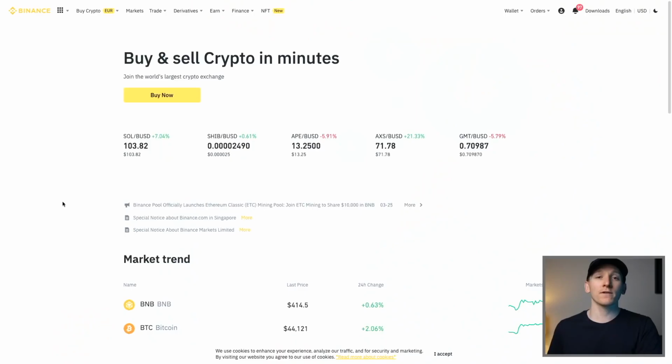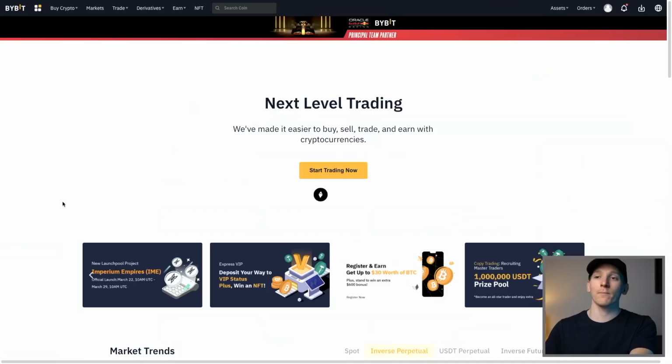The first tip is to download a professional crypto trading platform. Now, Coinbase just isn't going to cut it if you want to really step up your game. Platforms that I use and would recommend are Binance, FTX, and Bybit.